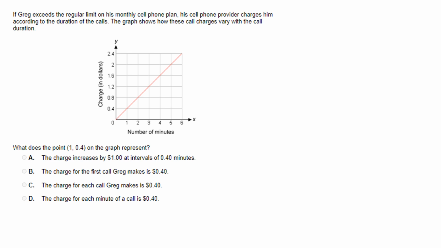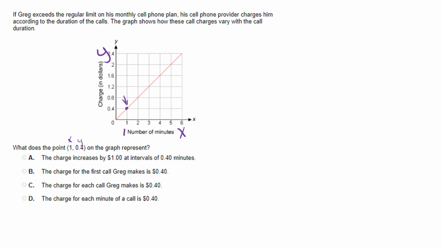So I know that this is my X and this is my Y. I know they're already labeled, but I like to lay it down there so that I can remind myself what it means. So my X value is always first, my Y value is always second. So I'm going to go over to 1 and up to 0.4 and put a dot. Okay, that's what I'm talking about here.